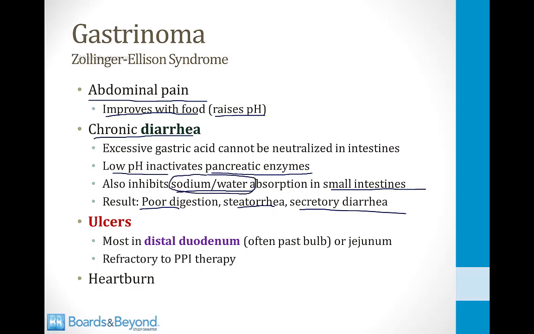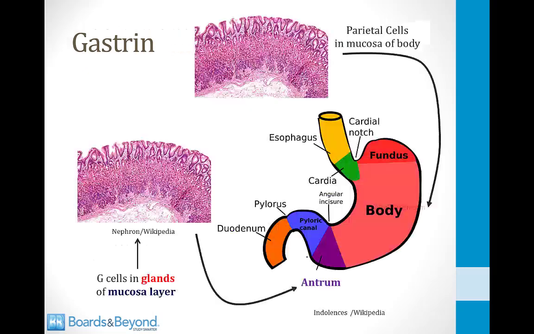In addition to abdominal pain and diarrhea, when these patients inevitably get an endoscopy, you will see ulcers. That's from all the acid production. And importantly, these ulcers are often in the distal duodenum, far beyond where ulcers are usually seen. If we go back to this picture of the stomach, most duodenal ulcers occur in the portion of the duodenum right here, which is closest to the stomach. This portion is called the duodenal bulb.